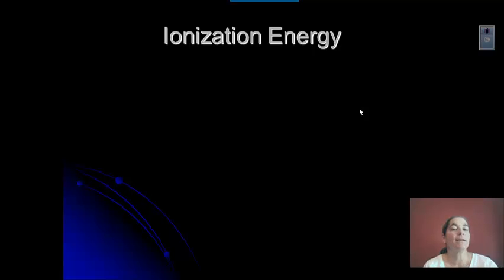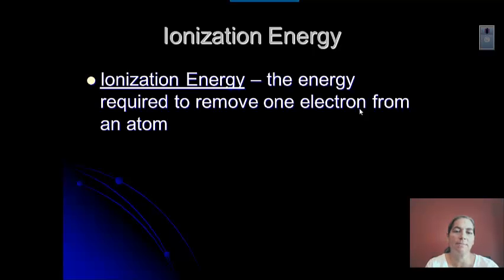The next thing we need to talk about is ionization energy. So hopefully you remember from Unit 2 that an ion is an atom that has an imbalance of charge. So it either has more electrons than protons or fewer electrons than protons. Remember that atoms can only gain and lose electrons. And so what ionization energy is, is the amount of energy it takes to take one electron away from an atom.